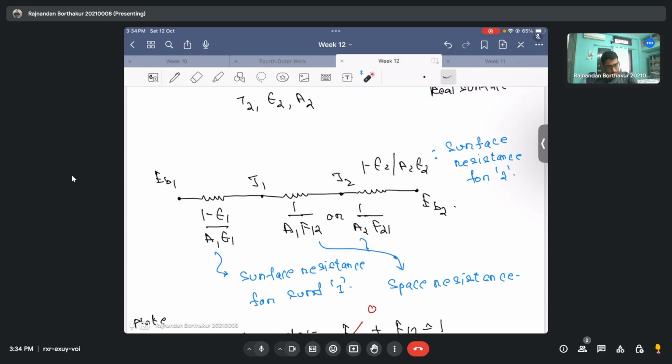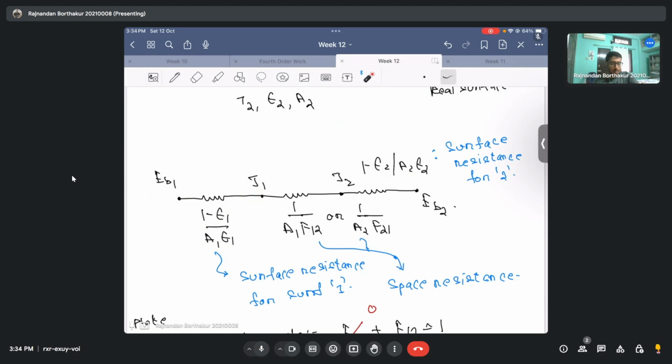Why? Because for real surfaces, the only resistance that comes between the emissive power node and the radiosity node is the surface resistance. So for instance, if my surface 1 is a black surface, meaning that epsilon 1 is equal to 1, this resistance would turn out to be equal to 0, and I can just say that my J1 is equal to EB1, which means my radiosity is nothing but the emissive power. Okay.